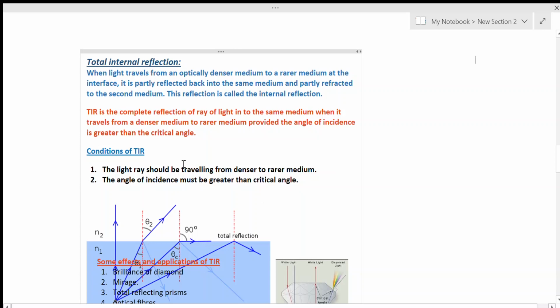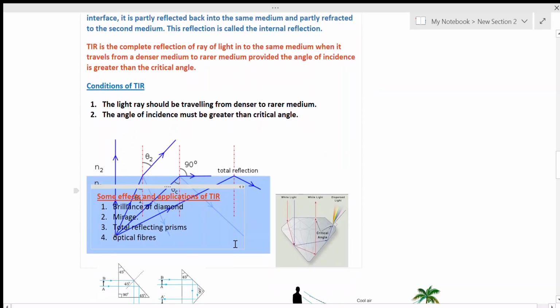So the ray of light will be completely bending back to the first medium from where it has come, that is the denser medium, provided the angle of incidence is greater than the critical angle. Now, in this figure, you can see what is meant by critical angle. Here the first ray of light is going through the normal, so it is undeviated.